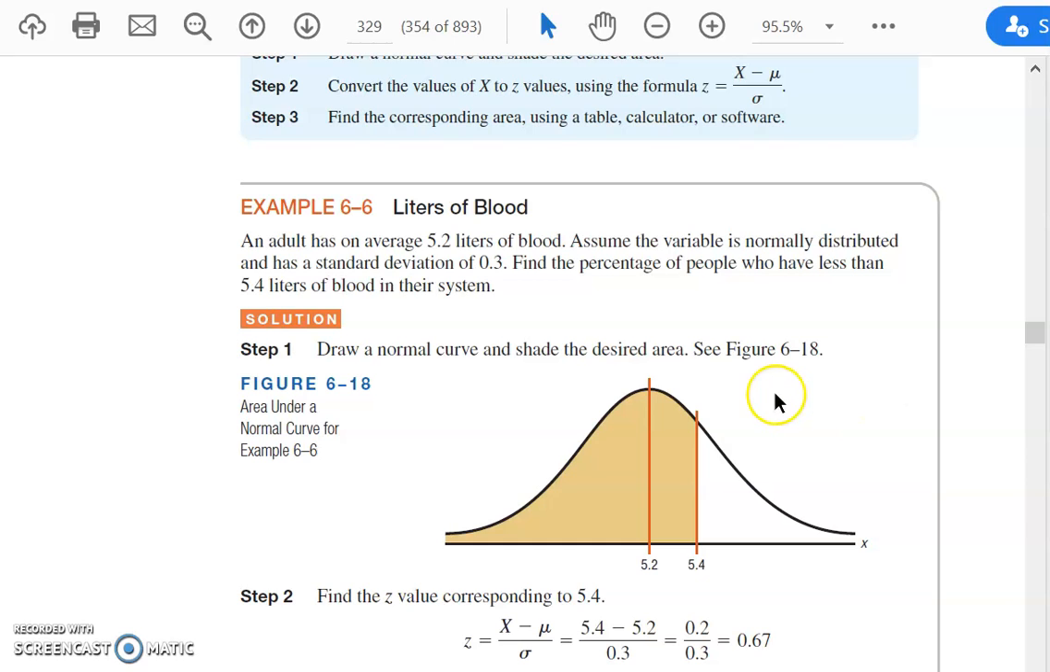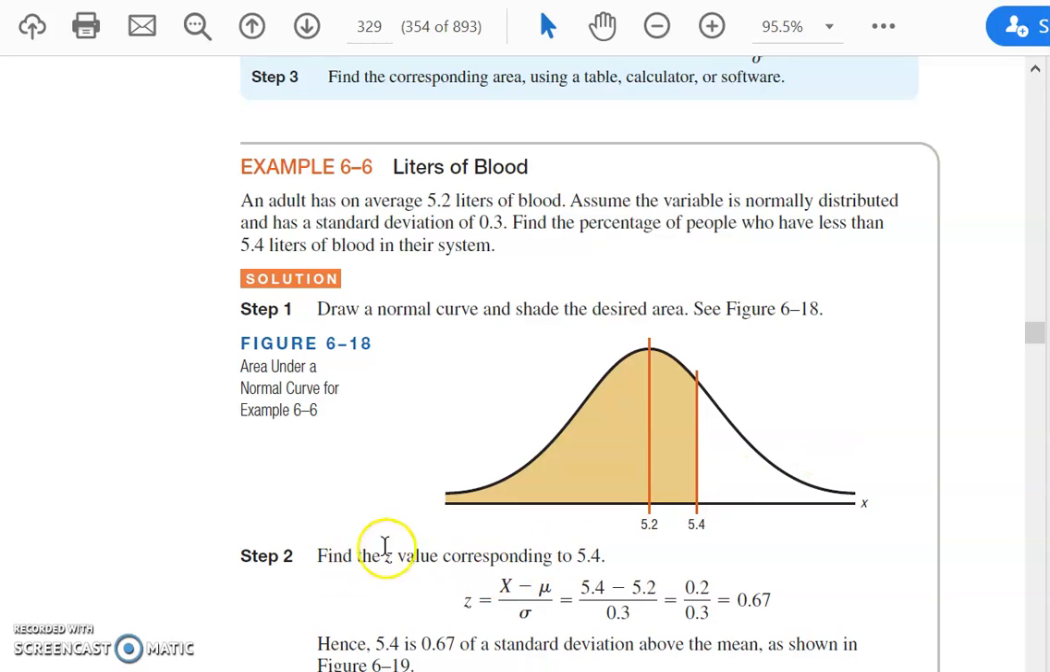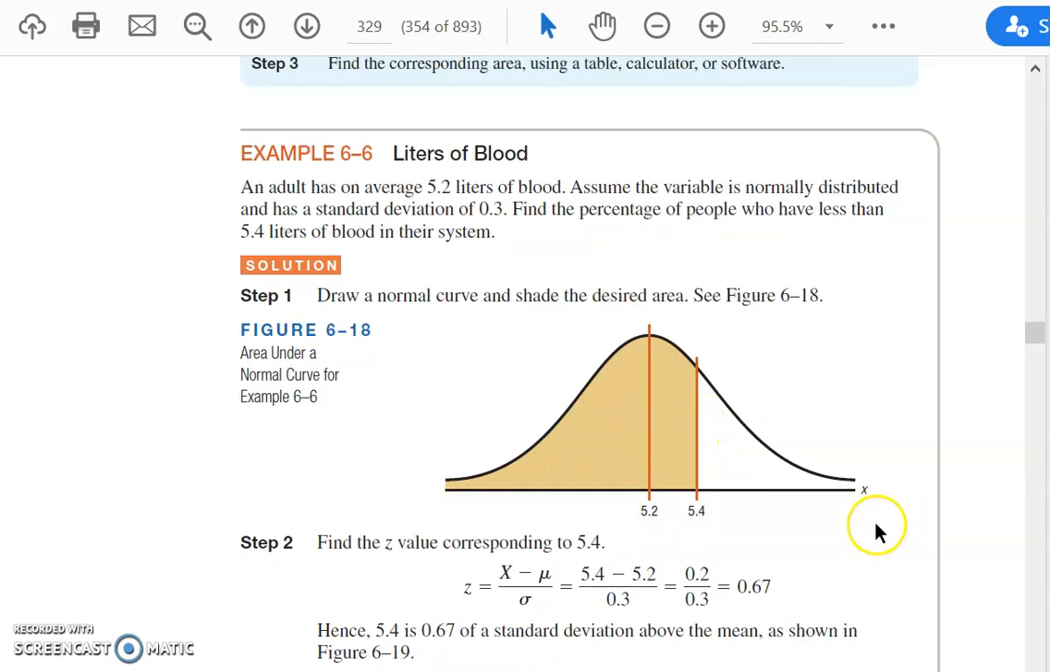Okay, so it seems like a reasonable thing that we want to do. So we draw the curve. Here it is. This is my x values. My x has a mean of 5.2, and a standard deviation, what did he say, of 0.3. What I want is how many people are less than 5.4.